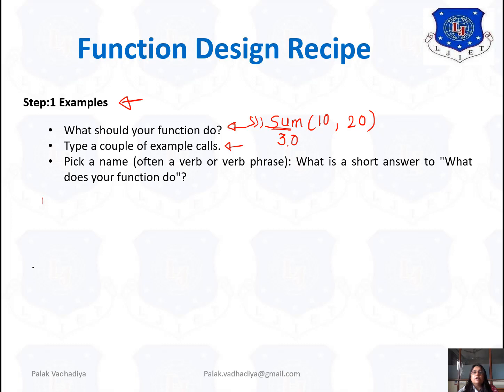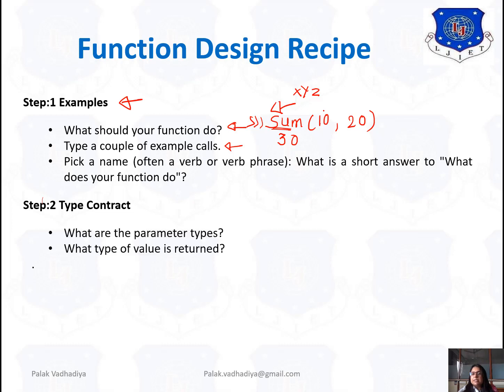Now the second step is the type contract. That means what are the parameter types and what type of value it returns. See here, I'm just taking the same example, that is sum. Here I'm just writing value 1 and value 2. So what is a type contract in this? Here we have to define the types. Value 1 is what? It can be an integer, it can be a float. So you just write down: it's a number. Can be integer, can be float. Here value 2 is what? It's also a number. It can be integer, it can be float.